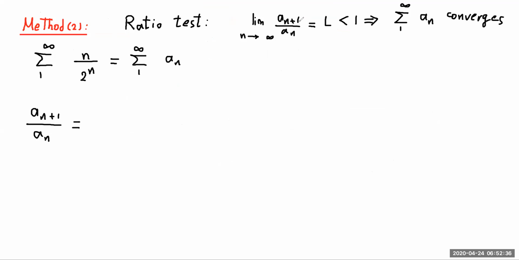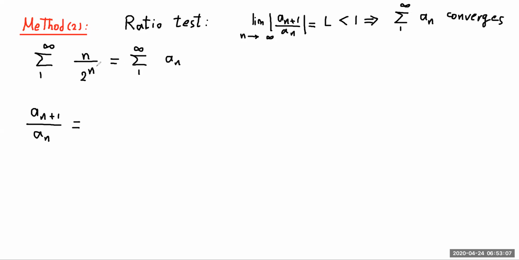ratio test. So let's remember the ratio test. The rule was if the limit of a n plus 1 over a n when n goes to infinity is a number less than 1, must be positive also because I suppose a n positive. If a n is not positive, I will take the absolute value here. But here my terms are positive. So if the limit is less than 1, then the series sigma a n converges.